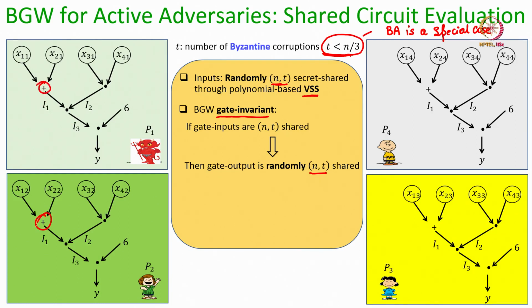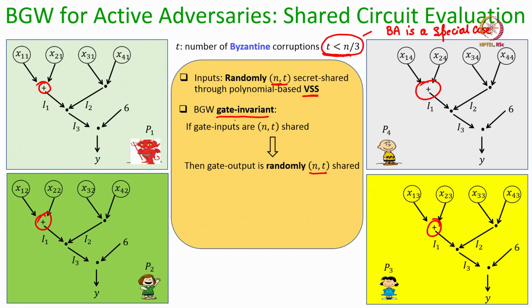So, everyone will try to evaluate this first gate, which is the addition gate, and currently the inputs for this plus gate are x1 and x2, but no one knows the value of x1 and x2 completely. Of course, the respective input owners know the values of x1 and x2, but what we can say now is that the inputs x1 and x2 are currently secret shared.